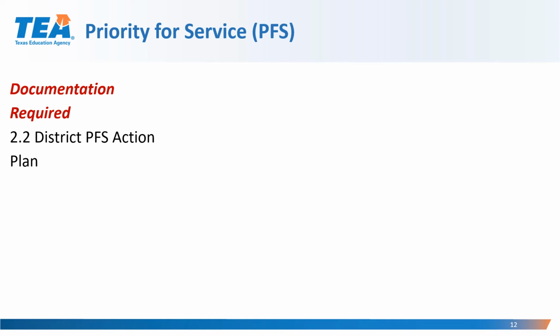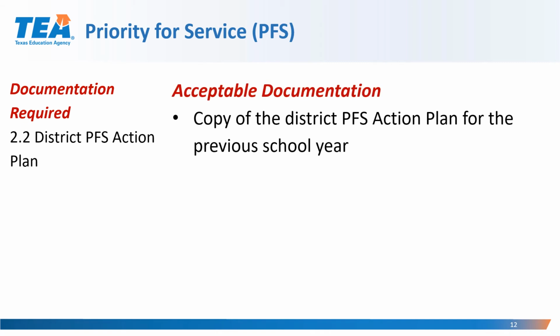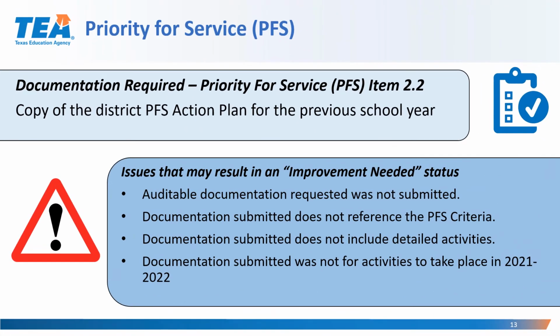The second documentation requirement for PFS is the District PFS Action Plan. The acceptable documentation is a copy of the District PFS Action Plan from the previous school year. Again, the documentation for this requirement is a copy of the PFS Action Plan for the previous school year. Issues that might result in an improvement needed status: auditable documentation requested was not submitted. Documentation submitted does not reference the PFS criteria. Documentation submitted does not include detailed activities. Documentation submitted was not for activities that took place in 2021-2022.